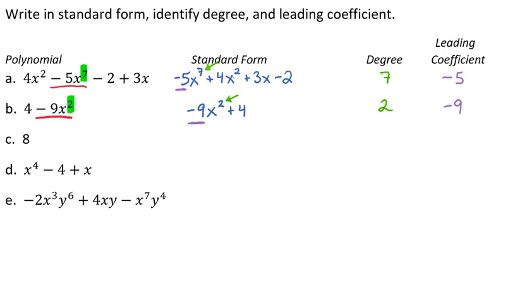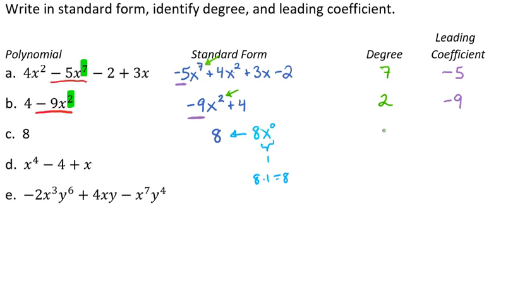For our next example, we see that we have just the number 8. And so that one's going to be pretty easy. We're just going to go ahead and write an 8 right there. But what's its degree? Well, we can think of this as writing 8x to the 0 power. Because remember, anything to the 0 power is a 1, and 8 times 1 is 8. So here we're going to see that our degree is 0, and our leading coefficient would be the 8.